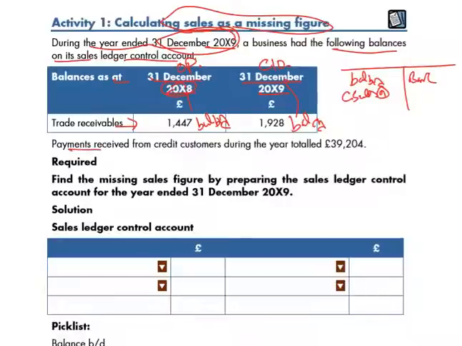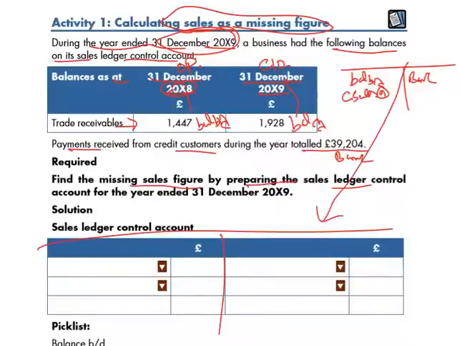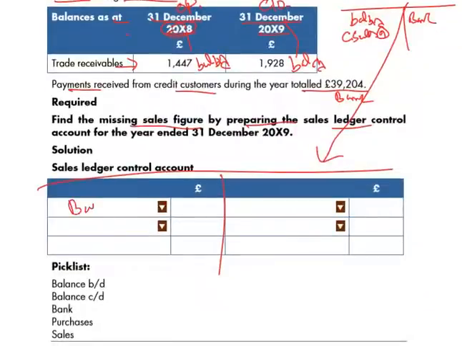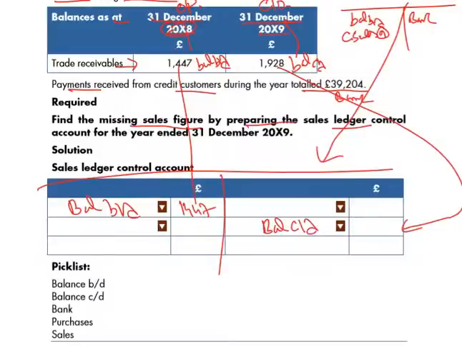What else information? Payments received from credit customers during the year totaled 39,204. That is my bank money received from credit customers. Find the missing sales figure by preparing the sales ledger control account. Now they have given it. We're going to follow the same formula here. SLCA, balance BD given. Look at this. Balance BD, how much? This much, 1447. Balance CD also given. I'd like to write it here. Normally you find balance CD is the balancing figure, but this time your credit sales is the balancing figure. We're looking for that figure.